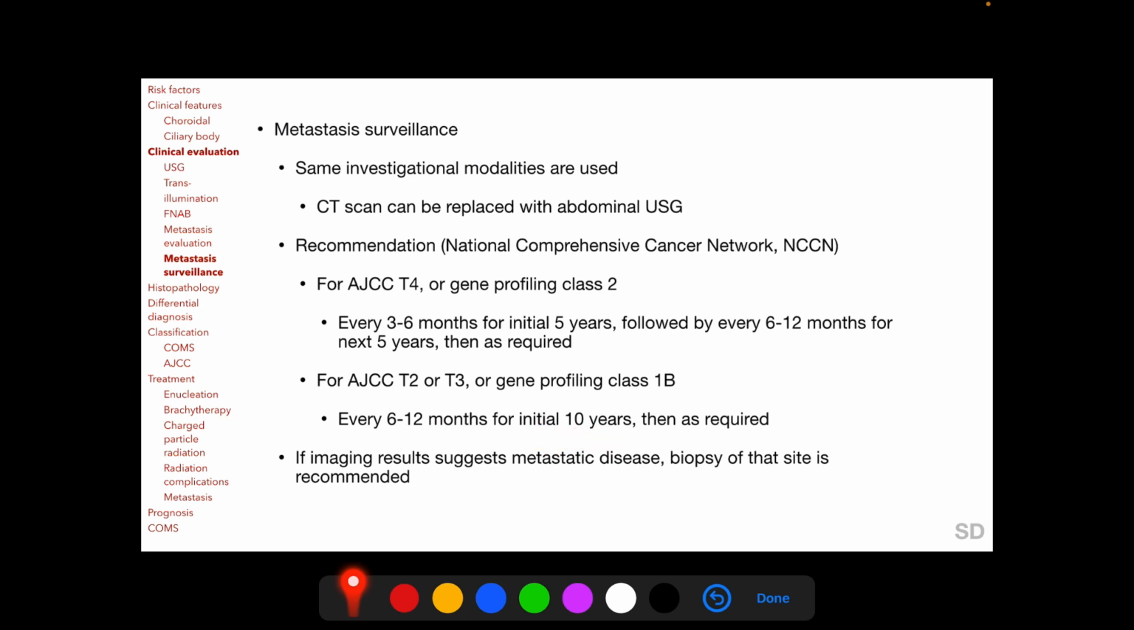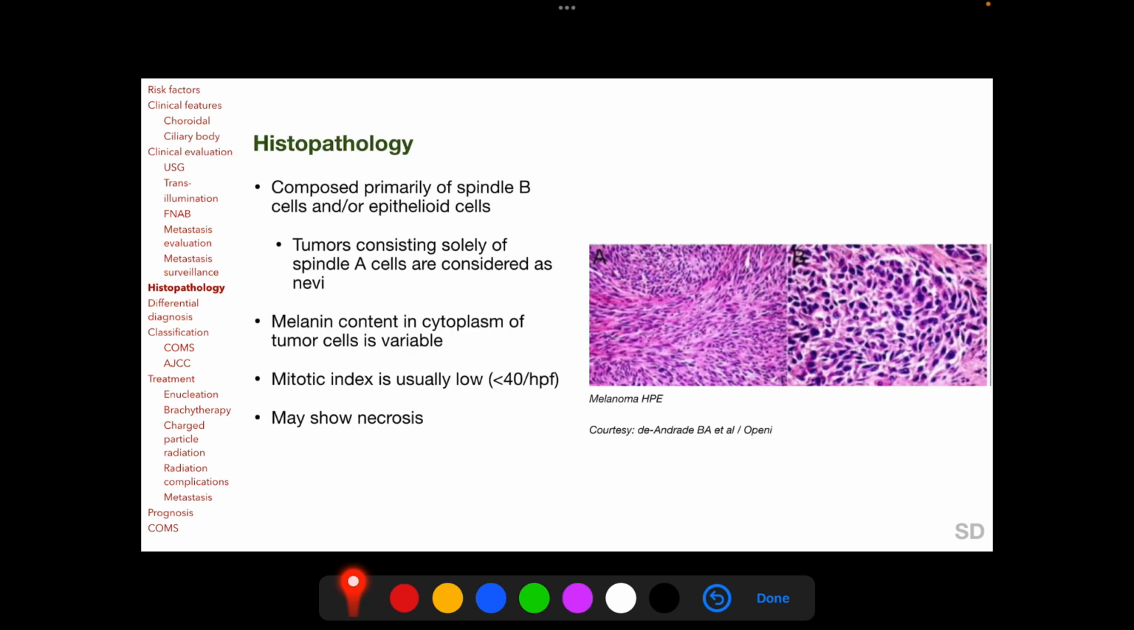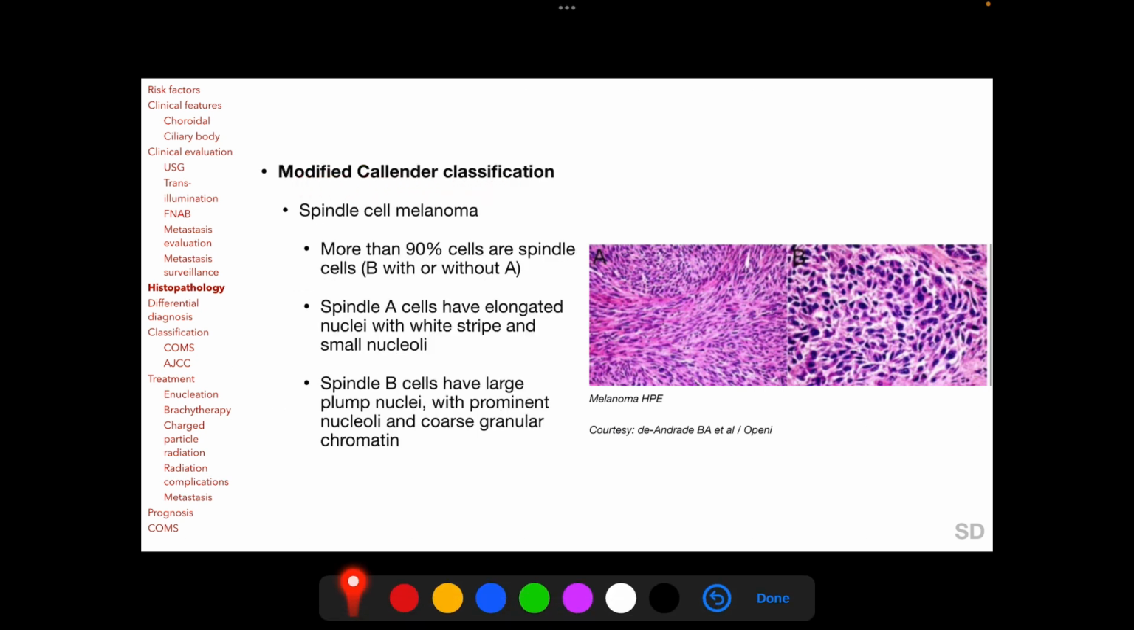If imaging results suggest metastatic disease, biopsy of the metastatic site is recommended. On histopathology, uveal melanomas are composed primarily of spindle B cells and/or epithelioid cells. Spindle A cells can also be present, but tumors consisting solely of spindle A cells are considered nevi. Melanin content in the cytoplasm of tumor cells is variable, and the mitotic index of uveal melanoma tumor tissue is usually low. The modified Callender classification classifies choroidal melanoma tumor tissue histopathologically into spindle cell melanoma, epithelioid cell melanoma, and mixed cell melanoma.